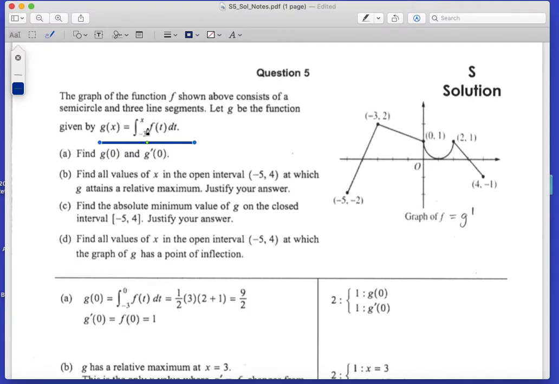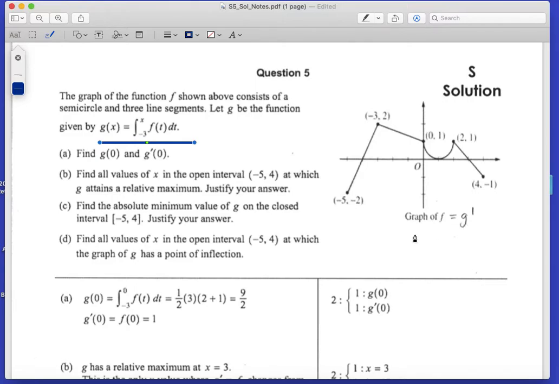Now, sometimes if this is an expression, then you also have to multiply that by the derivative of that. That's really the chain rule. If this were some expression like x squared, then the derivative of this would be f of x squared times 2x. But as it is, since this is just x, the derivative of this integral, of this area function, is f of x. That means that g prime equals f of x.